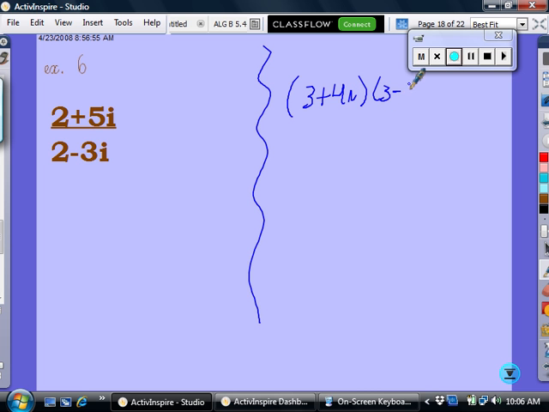You guys remember the word conjugates? We factored the difference of two squares into conjugates. Remember that? From last week. All right, FOIL these two out and see what you get. 3 plus 4i, 3 minus 4i. FOIL those out and see what you end up with.